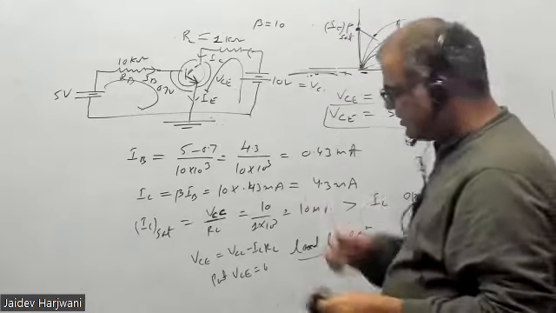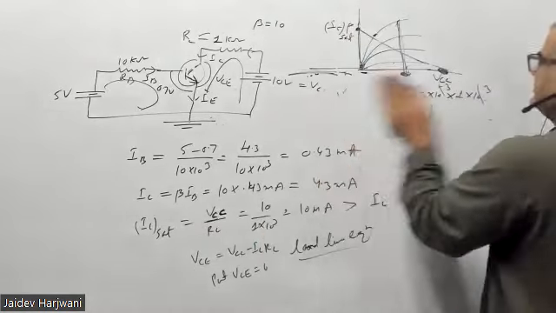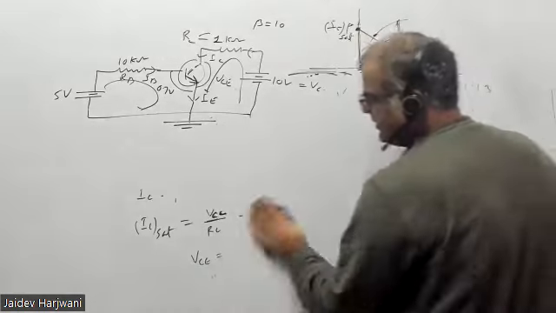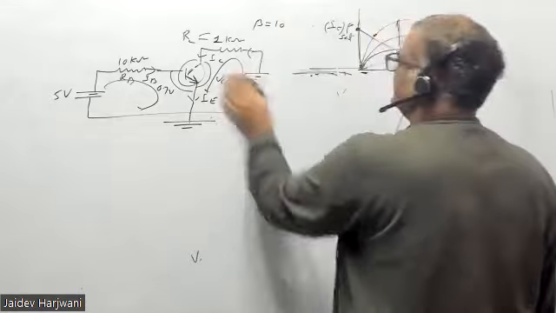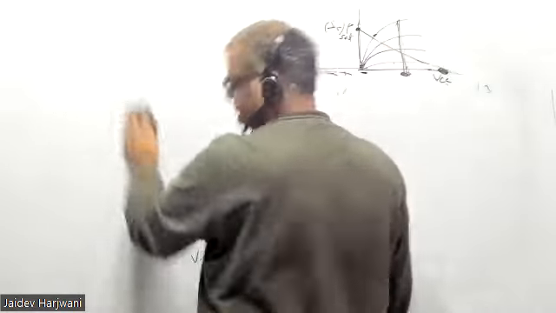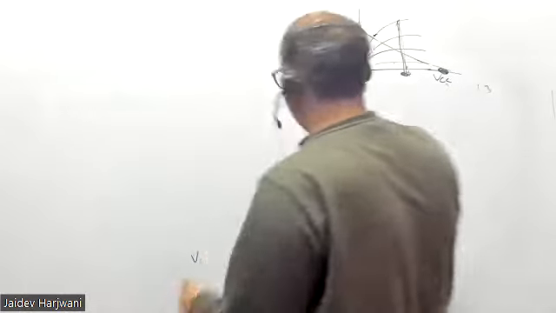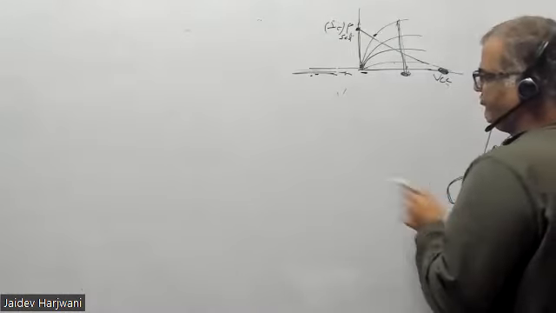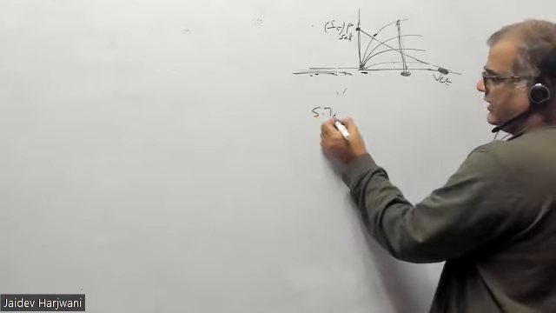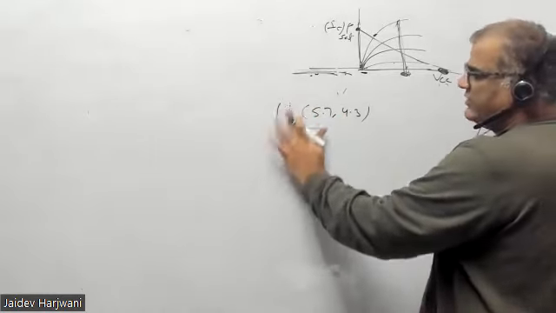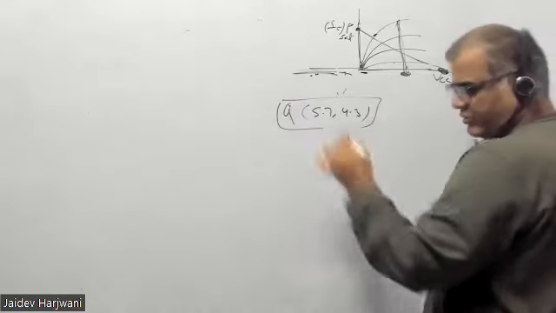Okay. So when we solve the questions, that time you will understand. So what was the operating point for this question? 5.7 and 4.3. Operating point we generally write as the Q point, not P.